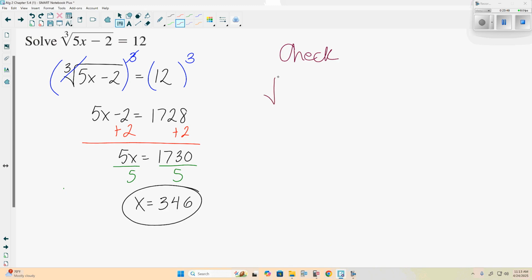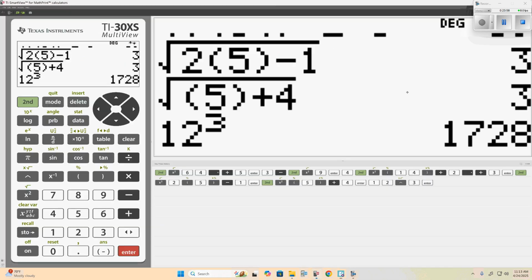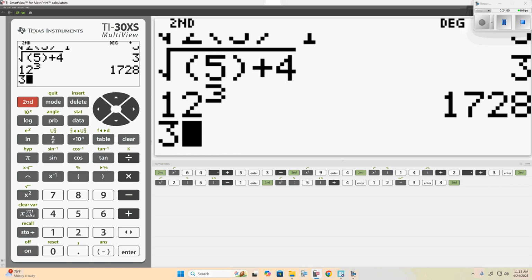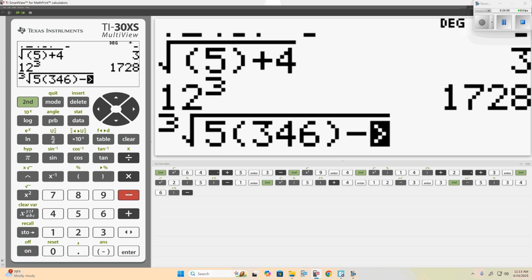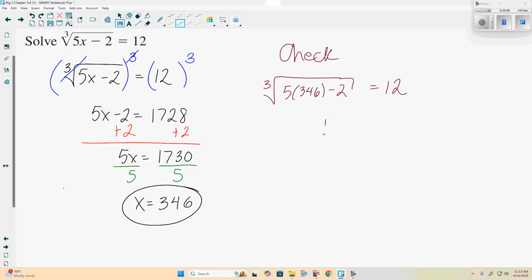Again, we can check. We say the cubed root of 5 times 346 minus 2 is equal to 12. Cubed root of 5 times 346 minus 2 does indeed equal 12. So 12 is indeed equal to 12. It works. Questions on this here?